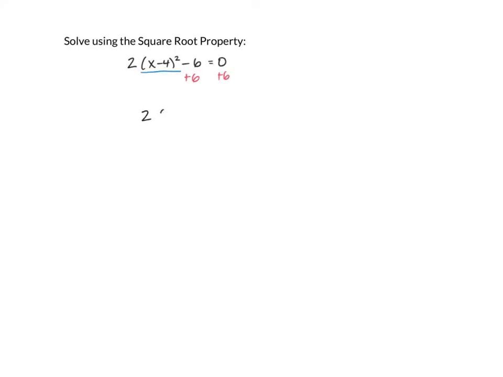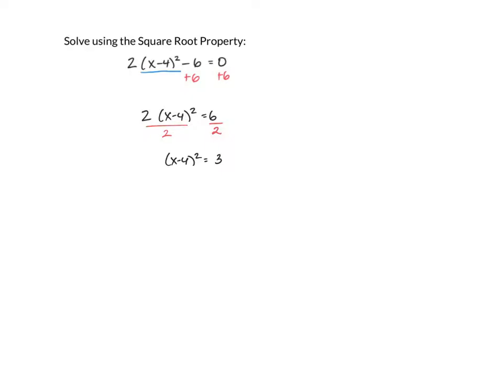So we have 2 times x minus 4 squared is equal to 6. And then to finish our isolating, we're going to divide both sides by 2. So we have x minus 4 squared is equal to 6 divided by 2, which equals 3. This is the format that we need in our equation to be able to use the square root property: we have a quantity with our variable squared on one side of the equal sign and just a constant on the other side.